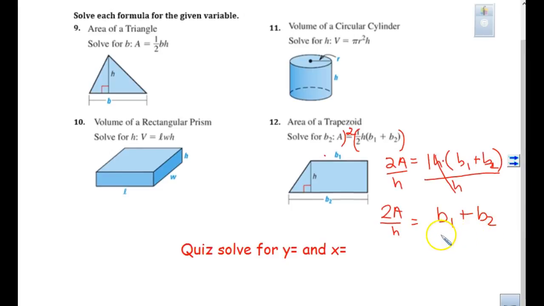Just add some numbers. Nope, I want to get B sub 2 totally by itself. Oh, then you divide B sub 1. I have what operation here, Nick? Subtract. I need to subtract B sub 1. I can't divide. The opposite of adding is to subtract.